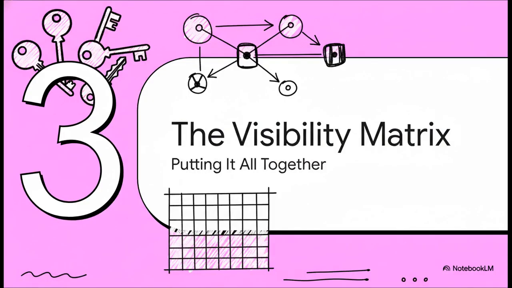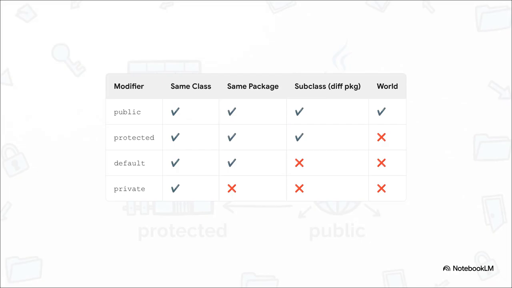Okay, so we've just walked through all four gatekeepers. I know, it's a lot of rules to keep in your head. But the great news is we can summarize all of it perfectly in a single table, what I like to call the visibility matrix. This table right here is your ultimate cheat sheet. Seriously, just look. Down the rows, you've got our four modifiers, going from most restrictive to least. And across the columns, you've got where you're trying to access from. You can see right away that private only lets you in from the same class, while public just throws the doors open to the whole world. This is your go-to reference.